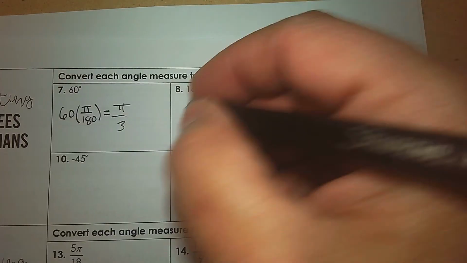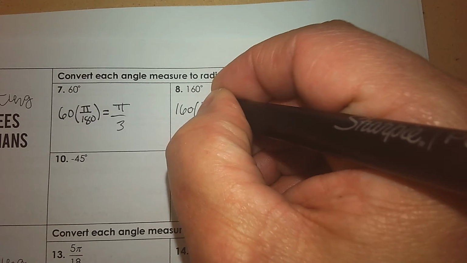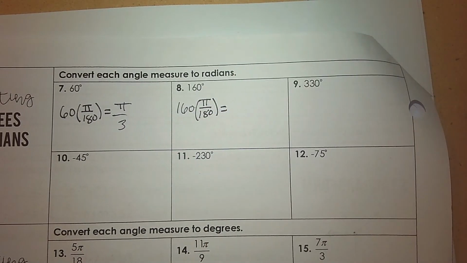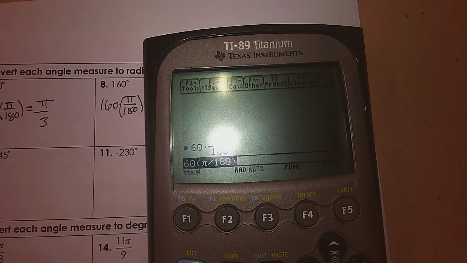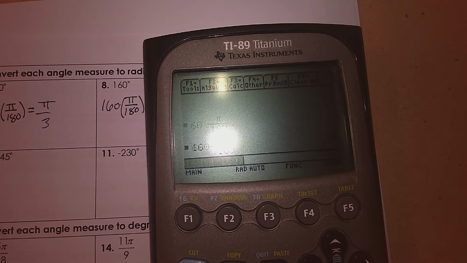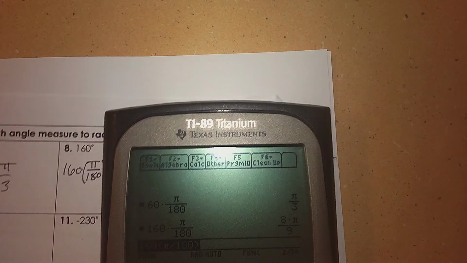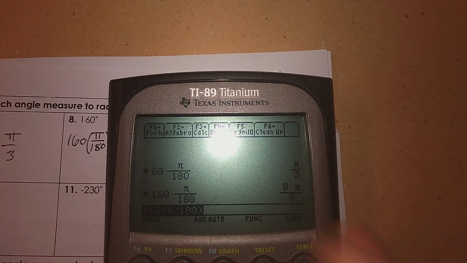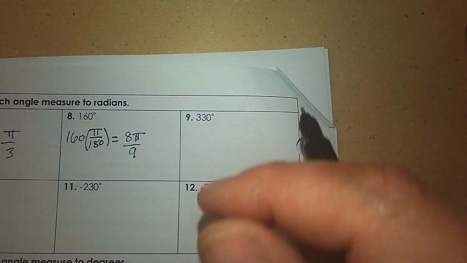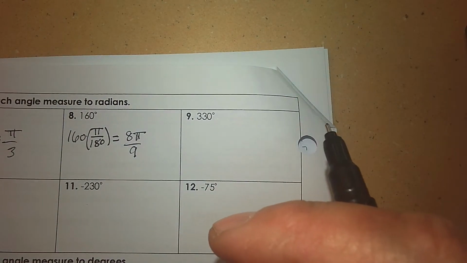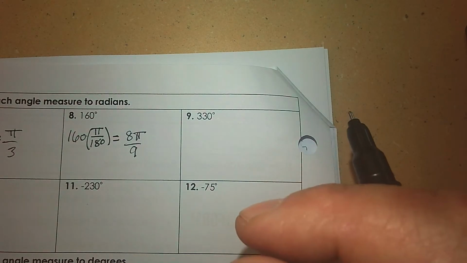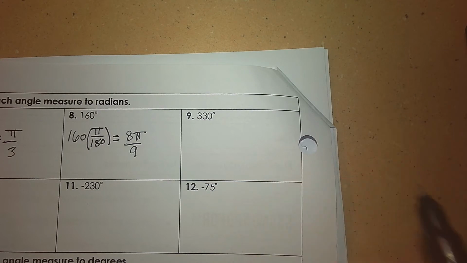8. How do I convert? What do I multiply times? Pi over 180. Use your calculator. Again, don't go diamond enter. And what's the answer? 8 pi over... Most of the time we're going to use our calculator. Some of the time we're not in this unit. Got it? Most of the time yes. Some of the time no. Okay? Be wise to bring it.